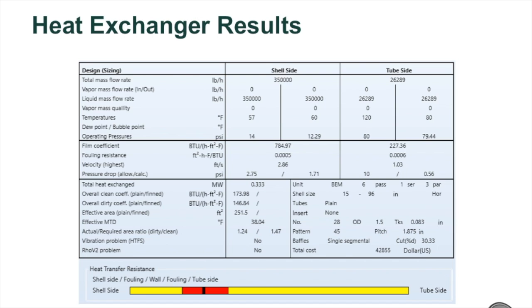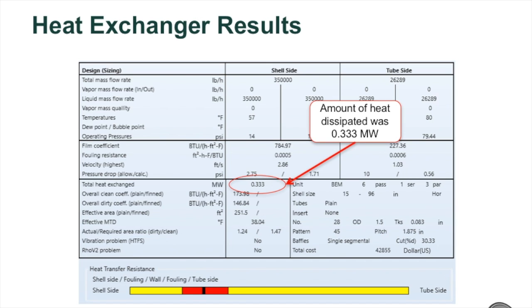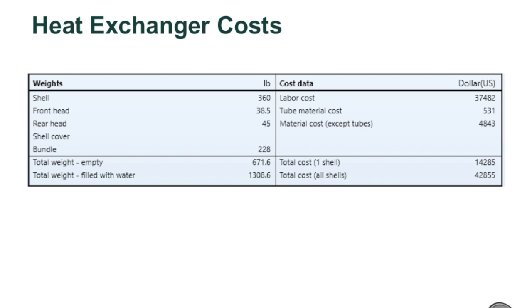You can see from our results page that our heat exchanger was able to dissipate 0.333 megawatts of heat. That's 1/3 of the 1 megawatt that we had set out to achieve. However, this was mainly due to the limiting factor of the cold water feed. As we said before, the heat exchanger could dissipate more heat if there was a higher mass flow rate of water or if there were more lenient temperature constraints involved with the water temperature.